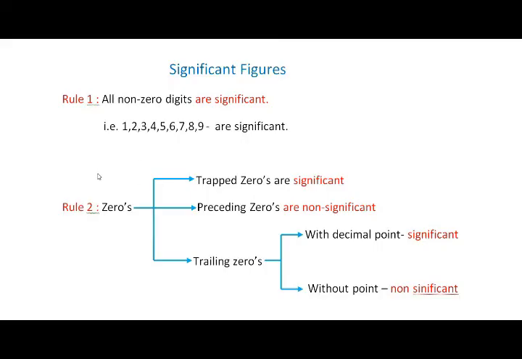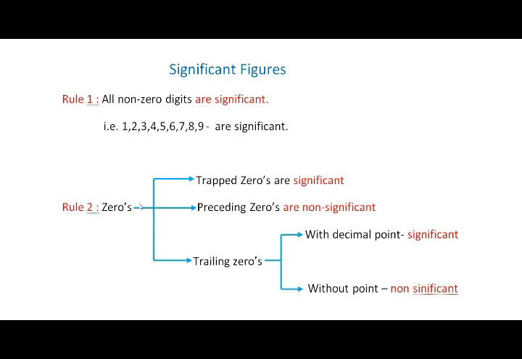Let's quickly recap both the rules. The first rule is all non-zero digits are significant. So if you see the digits 1, 2, 3, 4, 5, 6, 7, 8 or 9, you count it as one significant digit. Any digit except 0 is definitely significant.